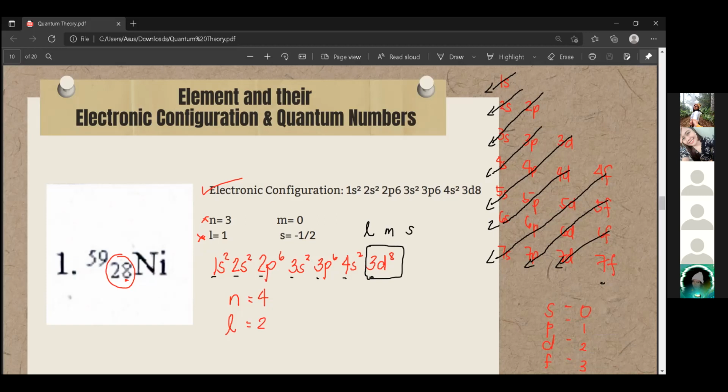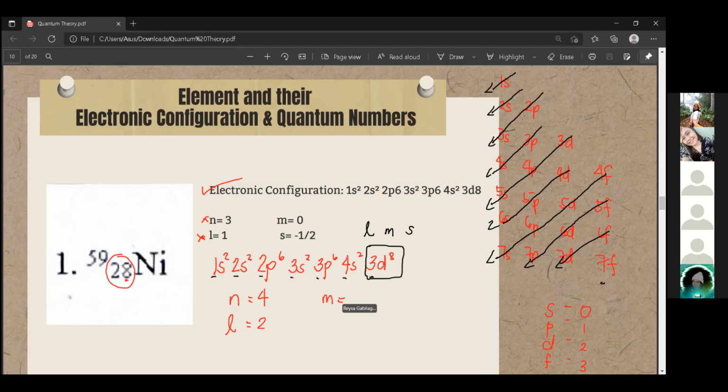Let us check everything. Okay, so tama inyong electron configuration, but the problem now is the principal quantum number and the azimuthal. So let's try the magnetic. Let's see if that is correct.